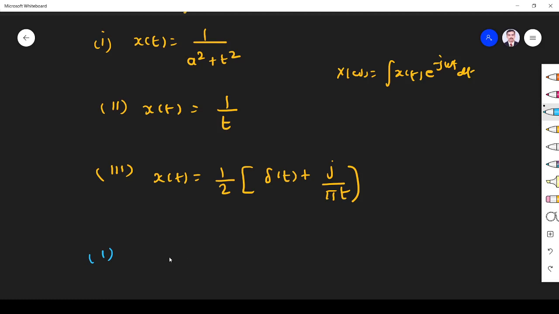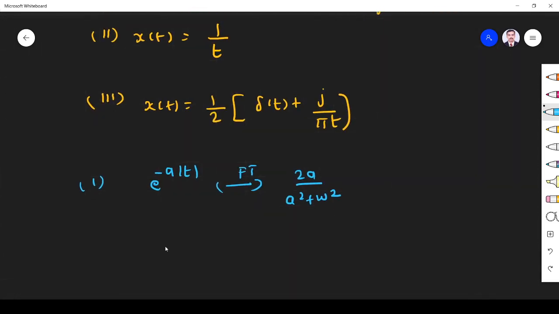We know that e power minus a modulus of t has a Fourier transform of 2a divided by a square plus omega square. So it's like 1 by a square plus t square. The a is a constant that we can remove. So this is like this, and we can go for the duality property.